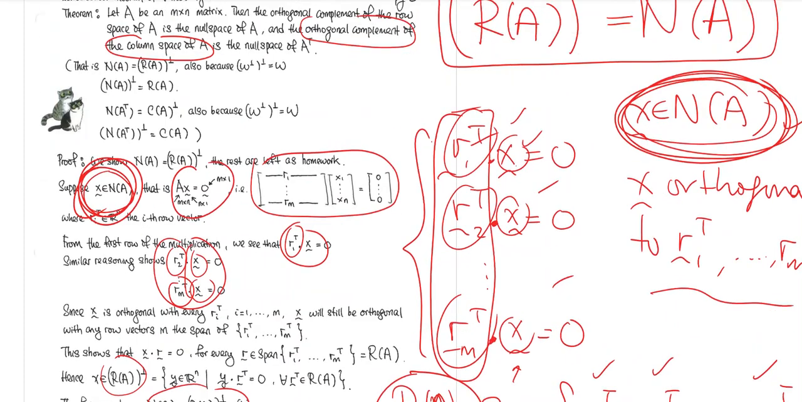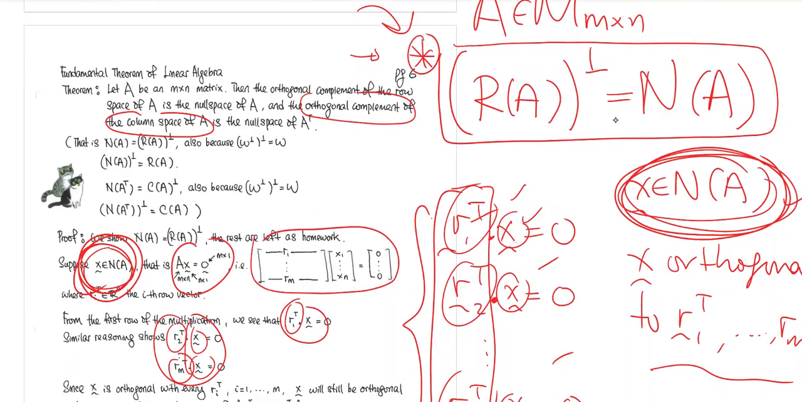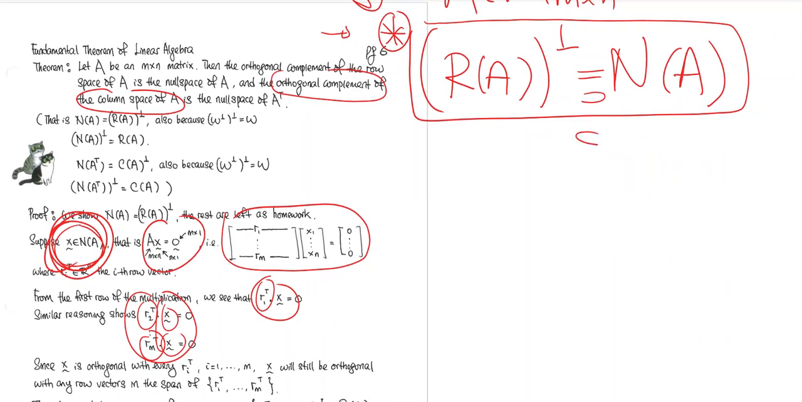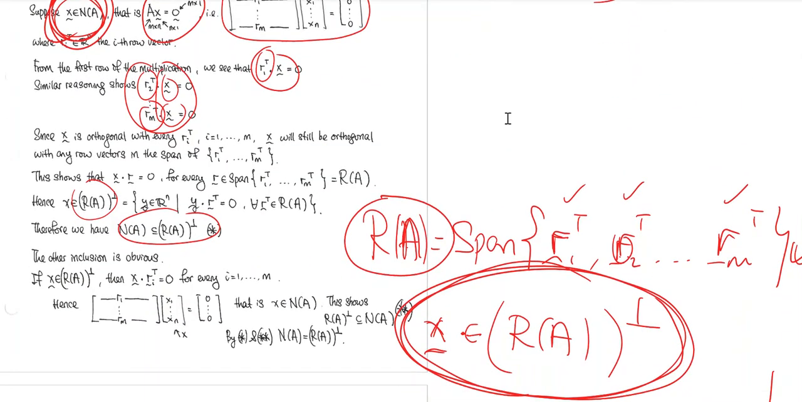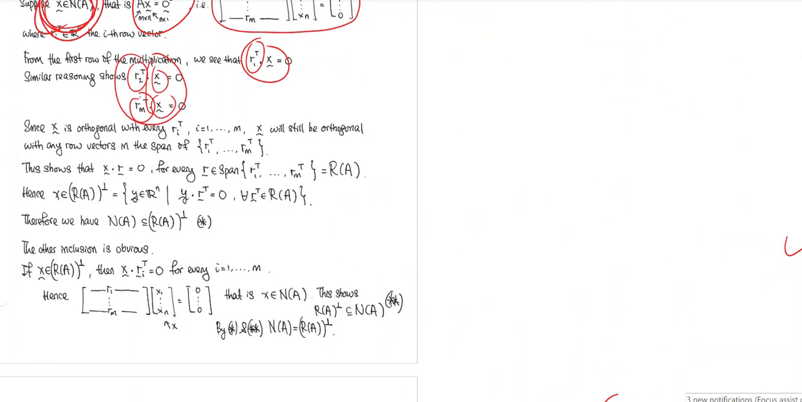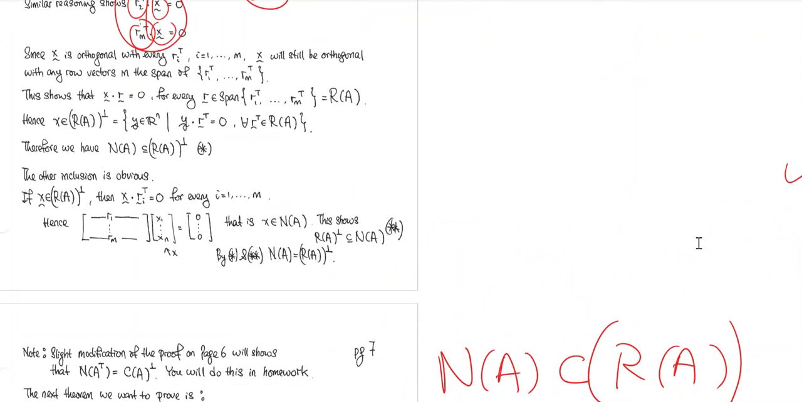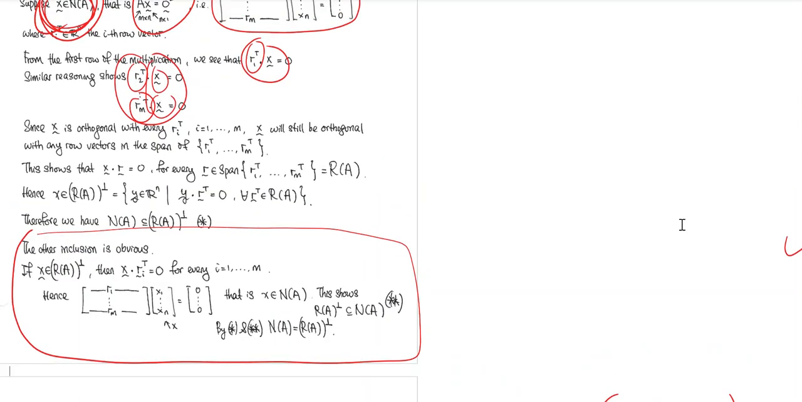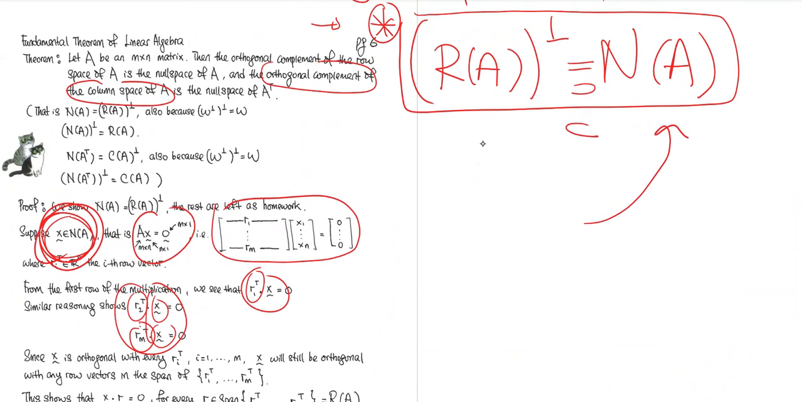Now, in order to show that these two spaces have to be the same, we have already shown this inclusion. So now we'll have to show the other inclusion, and that will be here. Now we're going to take an element from the row space of A perp, and we want to show that it is in the null space of A. This is going to be given by this proof right here, but this is actually an inclusion that's slightly easier to show. If you don't believe me, let's look at it.